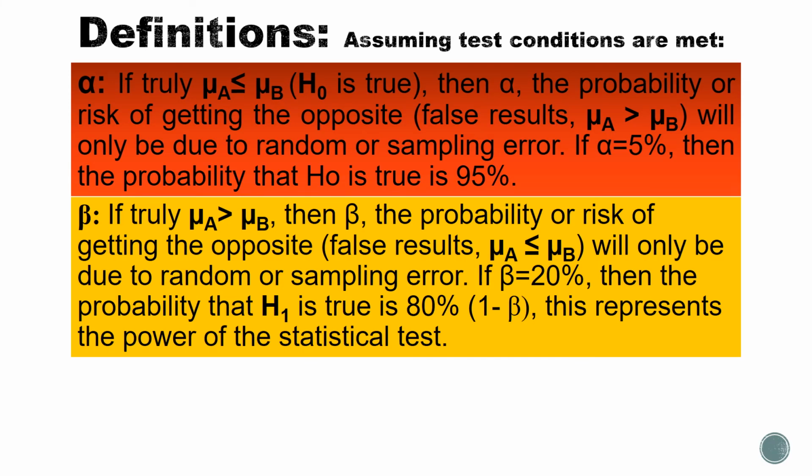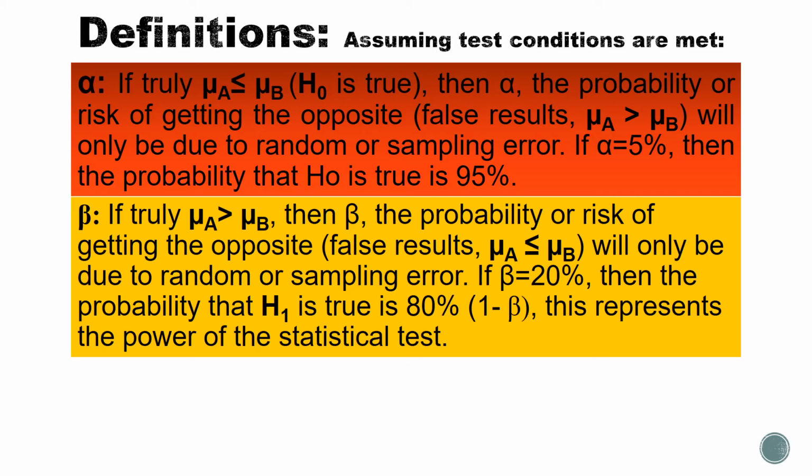Now, beta, as I said, is also another random sampling error, against the alternative hypothesis but in support of the null hypothesis. That's to say, if truly the alternative hypothesis is true, in other words, treatment A is better than treatment B, then the probability or risk of getting the opposite result, in other words, of having no difference between the two treatments, in other words, the two treatments having the same efficacy, will only be due to the random sampling error.